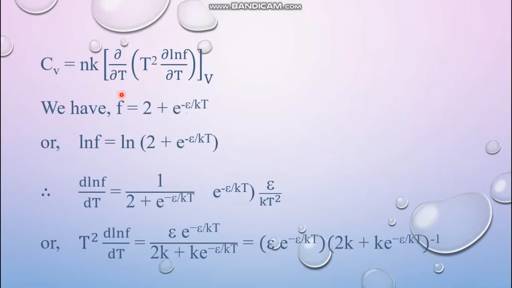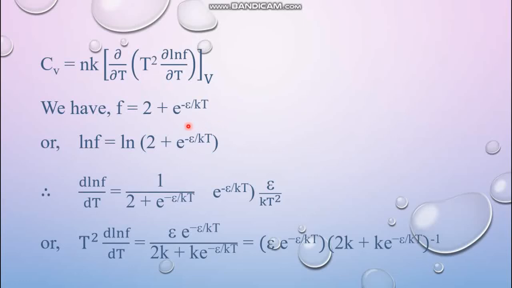So the expression is Nk, then ∂/∂T at constant volume of T squared ∂lnf/∂T. Just try to think over this, how you would work it out. Just pause the video and try to imagine how you would be able to solve this. If you cannot, then play the video and follow what is being instructed here.